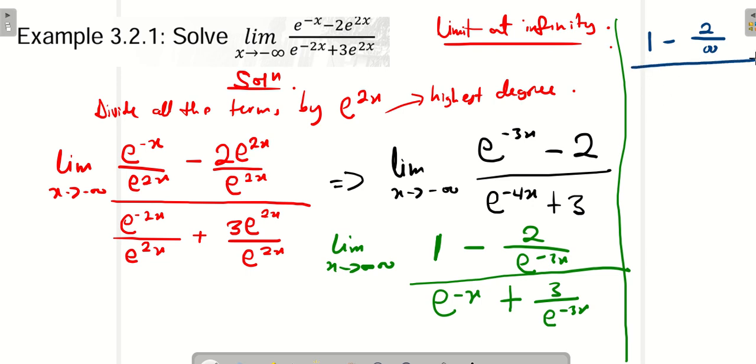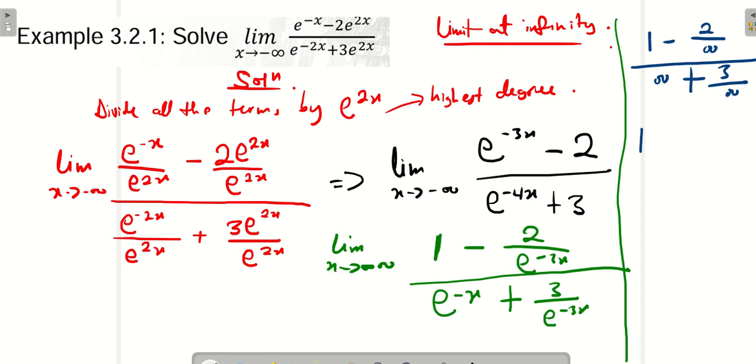All divided by, again, e exponent negative x. If I substitute negative infinity there, it will be positive infinity. E to the power positive infinity is still positive infinity. That is a very big number. So I'll get infinity here, then plus 3 divided by, the same concept applies here. If I put negative infinity here, I'll get positive 3 infinity, and e to the power positive 3 infinity will still be infinity. So here will be infinity.